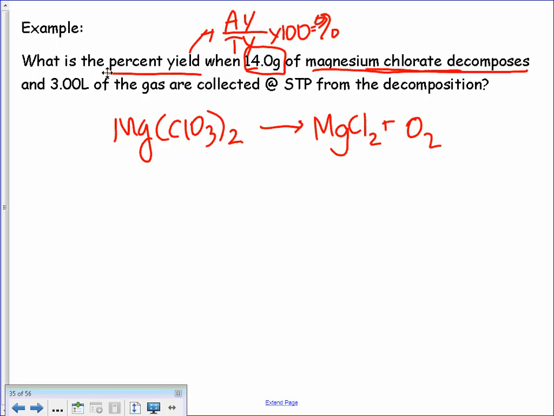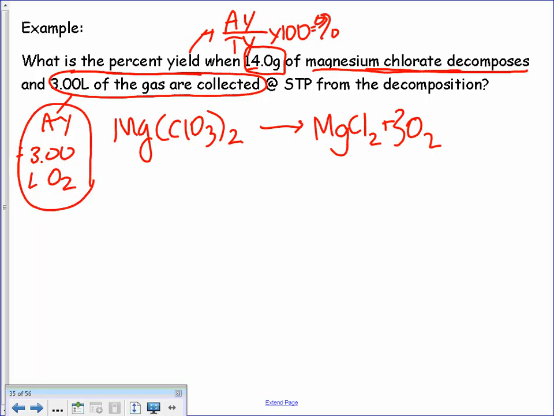Okay, and then I need to balance this. What do I need, guys? 3 in front of the oxygen, and that's it, right? Yeah, okay, good. So we got our balanced chemical equation. Okay, so 14 grams of magnesium chlorate decomposes, and 3 liters of the gas are collected. What information is this telling me? This is my actual yield. This is saying that much gas is collected. Well, what's the gas? Oxygen gas. Okay, so our actual yield is 3 liters of oxygen gas.